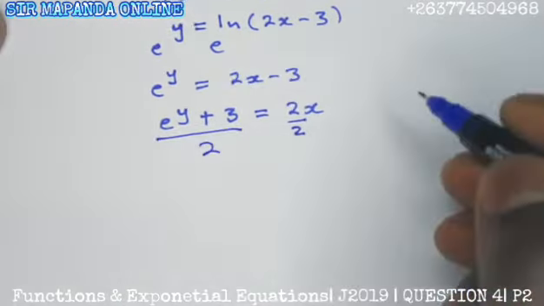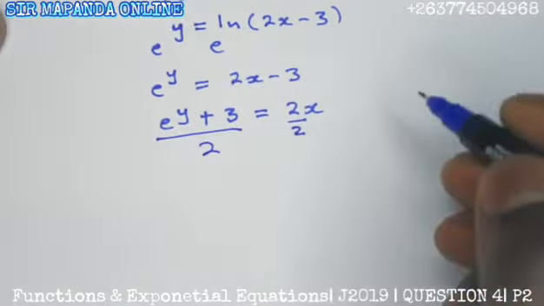So the inverse of the function is found from this side where we have y, but you replace y with x. So your answer becomes (e to the power of x plus 3) divided by 2. This is how you get the inverse. I hope you are following, class.